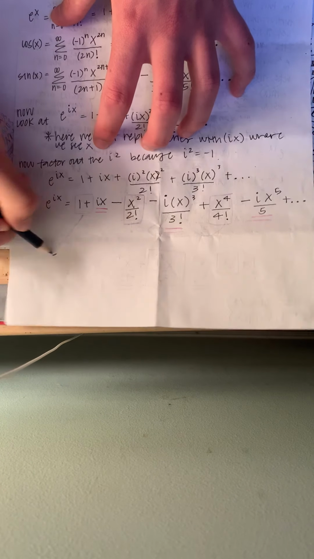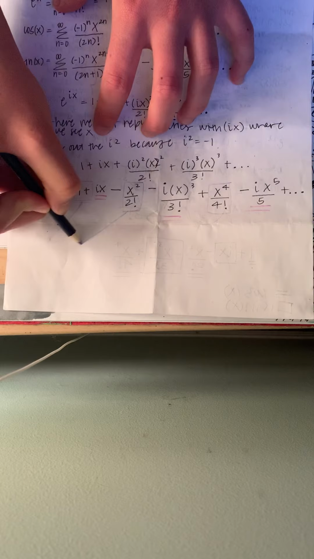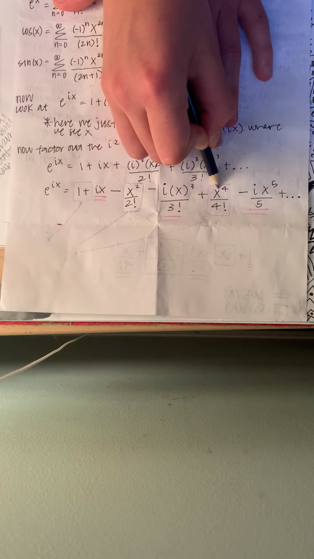So if we just pull out what we want, we would get this going to cosine, this also going to cosine, this going to cosine. All the even powers would be a part of cosine, and all the odd powers would be a part of sine.